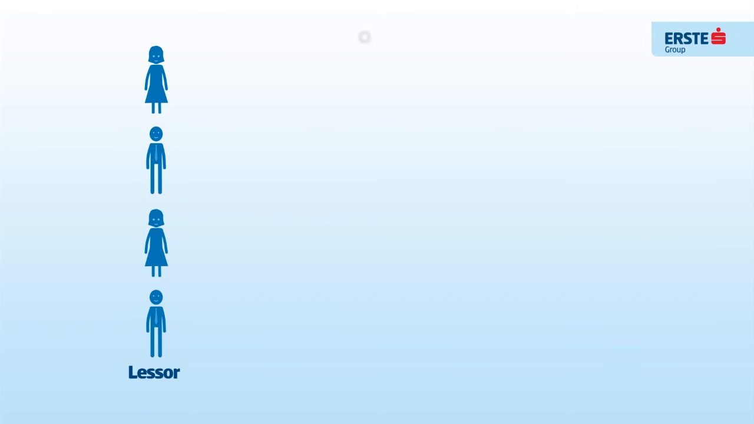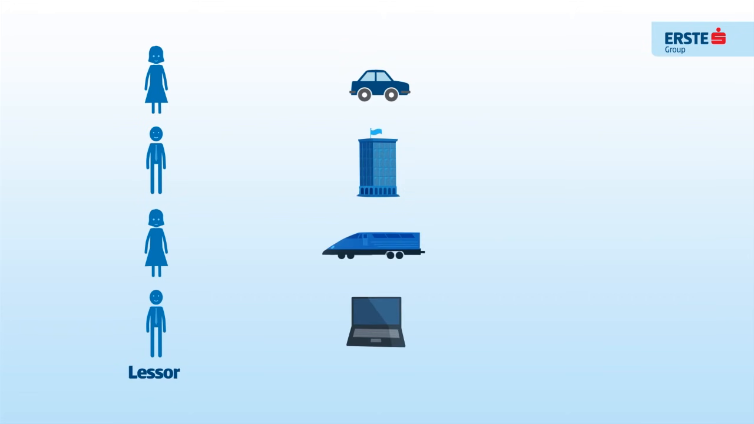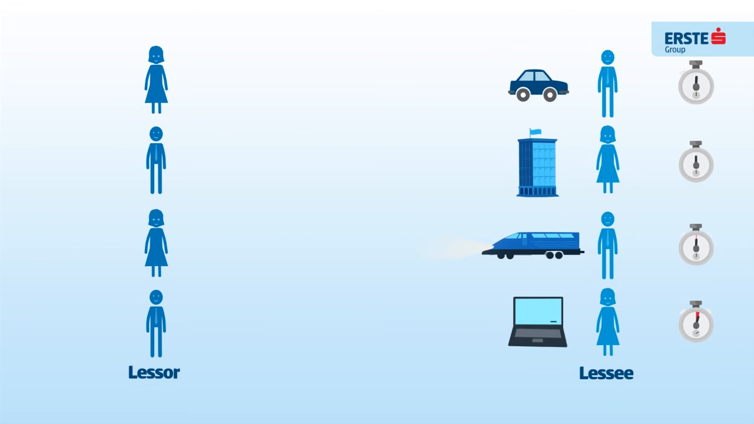How leasing functions can be easily understood. A lessor buys something, for example a car, an office building, a train, a computer or office furniture, and permits a lessee to use the object for a limited time period. The leased object remains the property of the lessor and is recognized in its balance sheet as an asset.